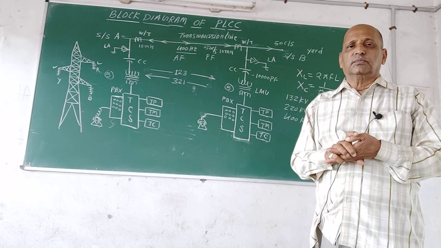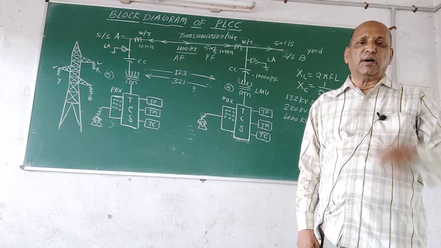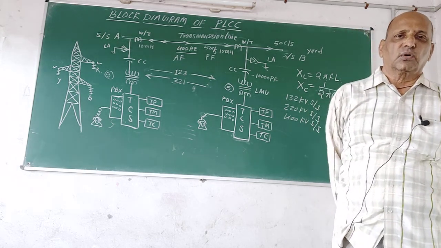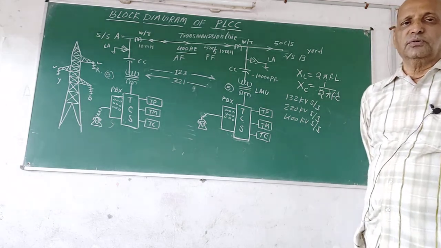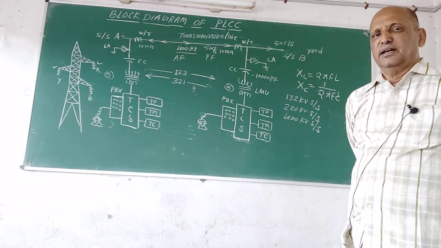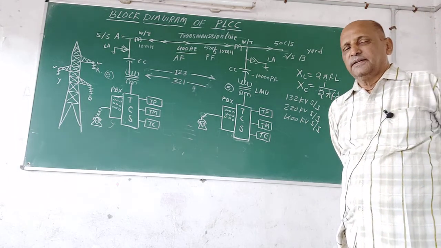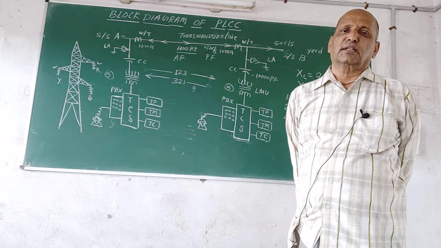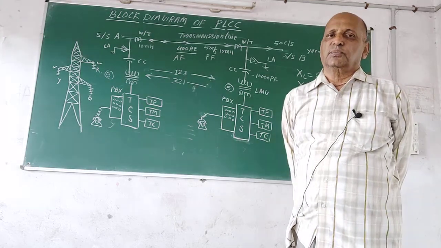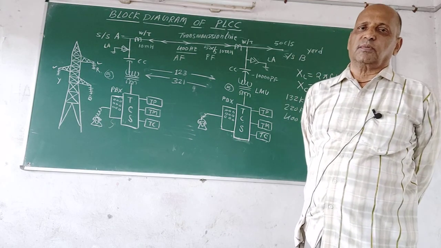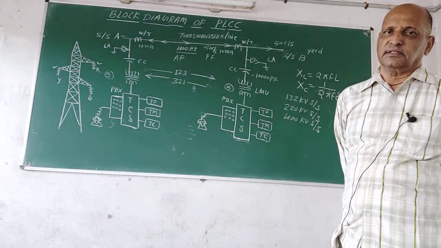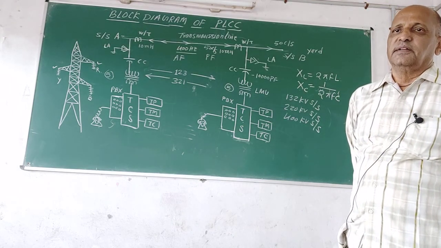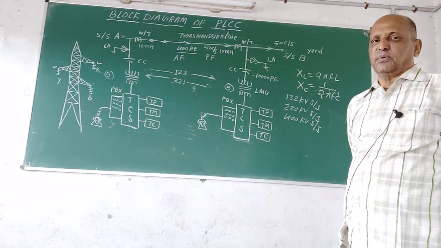So proper instructions will be given by the engineers who are controlling the system, and according to that we will take the action and complete the activities. 24-hour activities we can control by PLCC. So PLCC is so important for power system operation and its stability. That's why this is very important.